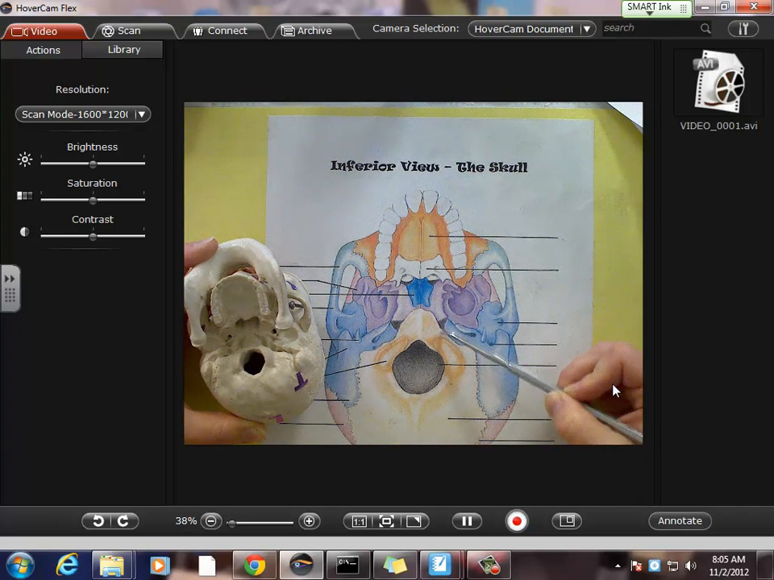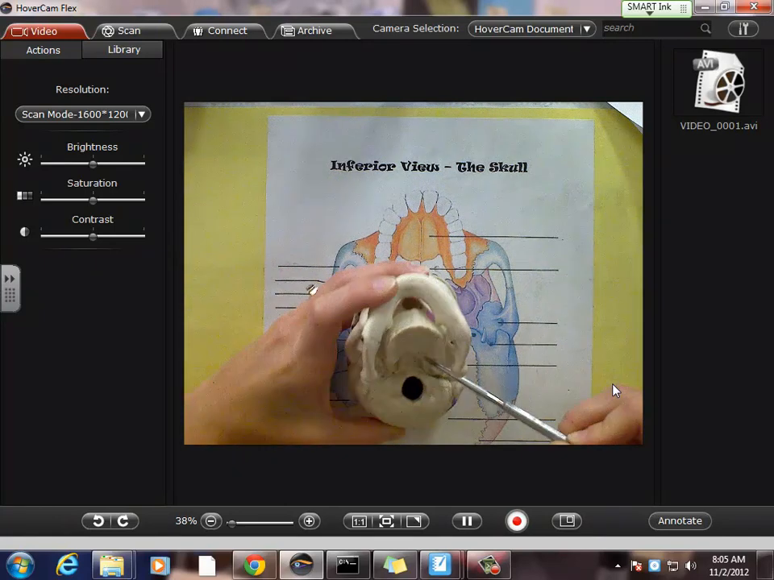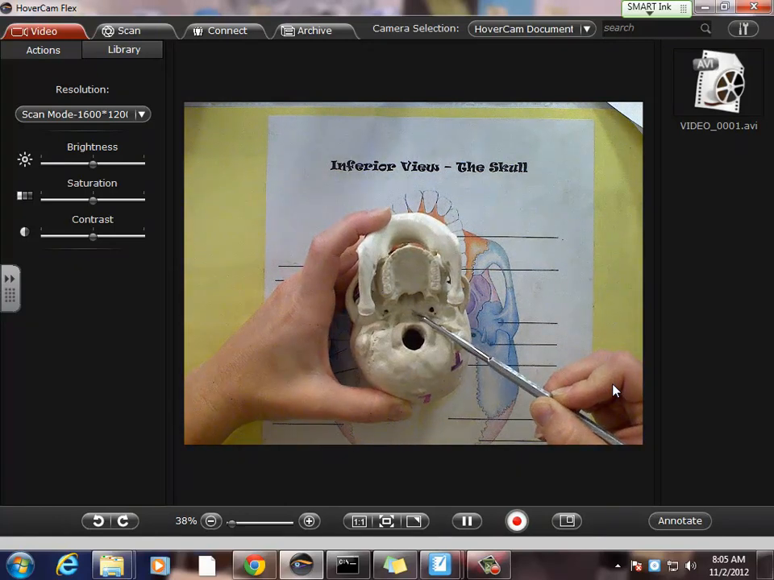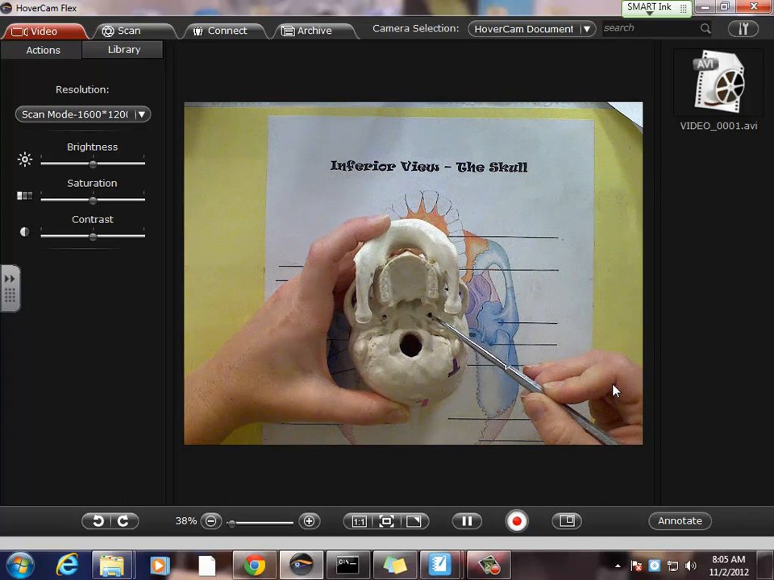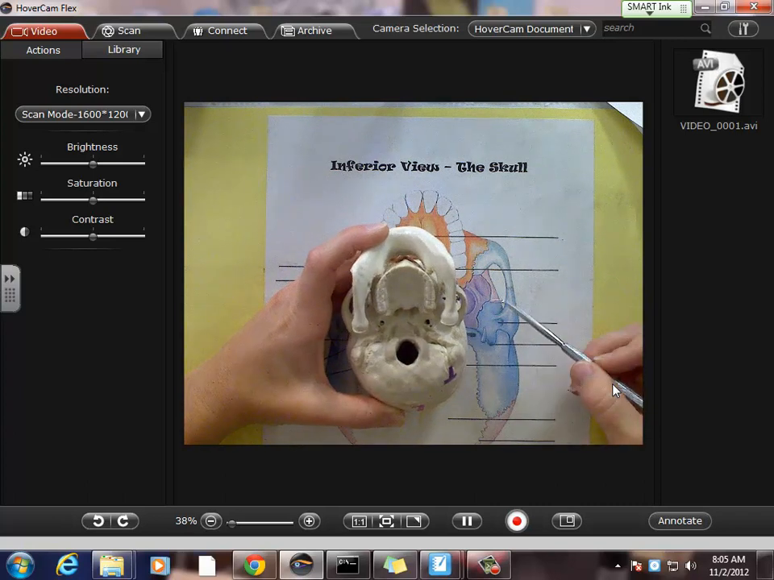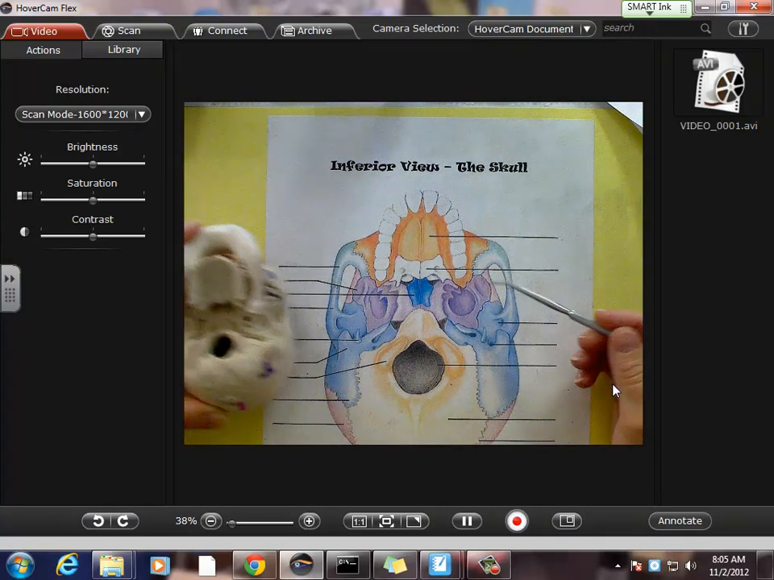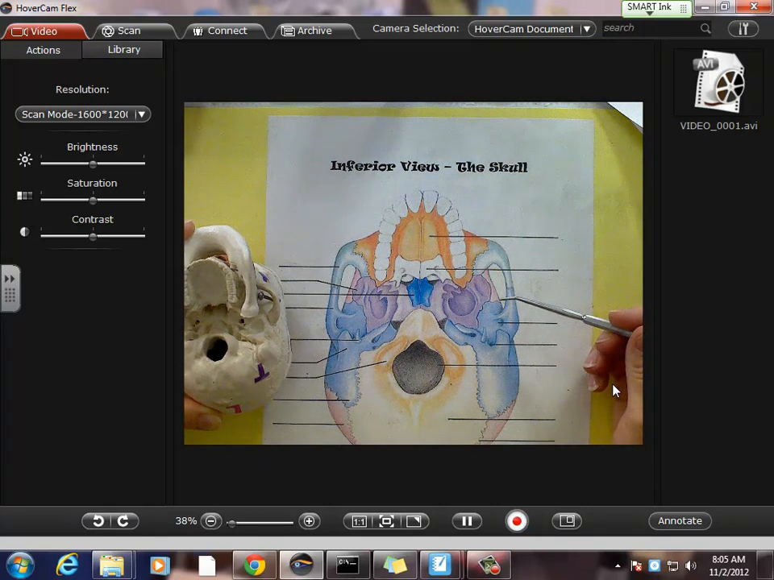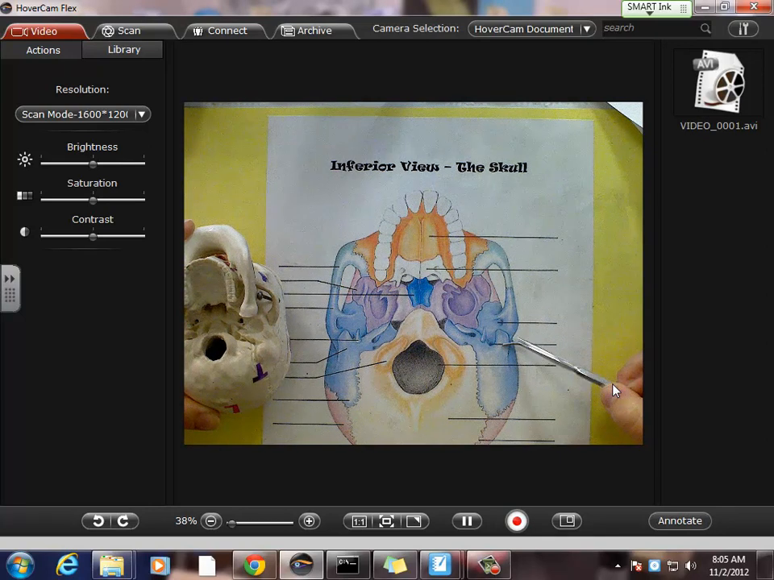Lastly, we have this opening called the foramen lacerum. It's kind of a jagged edge, and blood and nerve also enter through this opening. The foramen lacerum can be seen here in this model, as well as the jugular foramen and the carotid canal. Remember, we can also see the other structures we observed from the lateral view, the mastoid process, the styloid process, the external auditory meatus, the zygomatic arch.